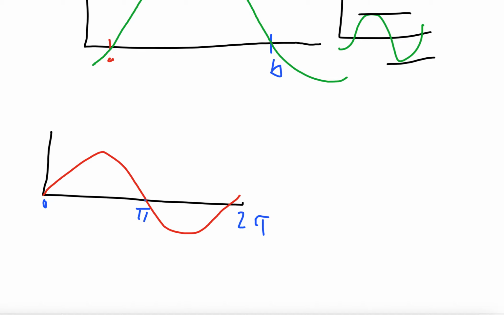On the total interval, the endpoints are not the absolute maxima or minima. Instead, the absolute maximum is still at pi over 2, and it is a critical point, and the absolute minimum is at 3 pi over 2, which is both the relative and absolute minimum. And this is an example of something called Rolle's theorem.